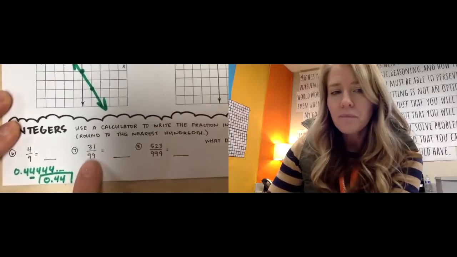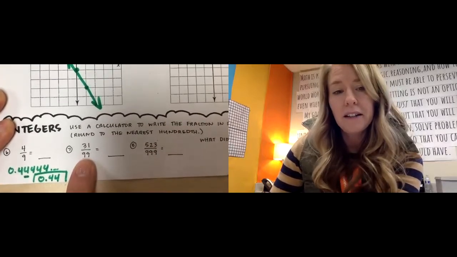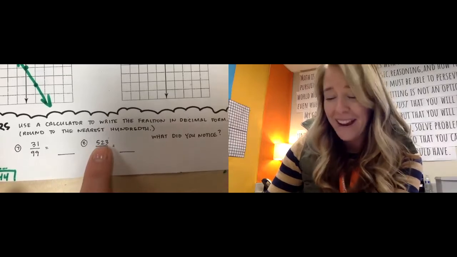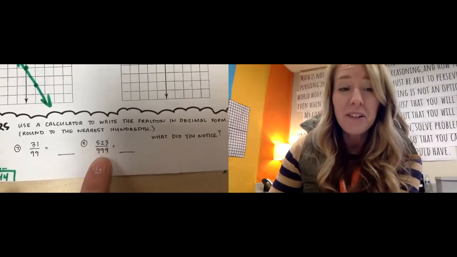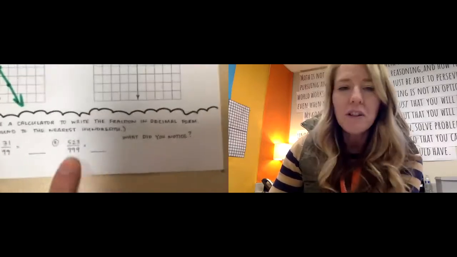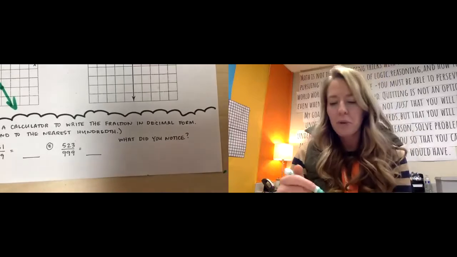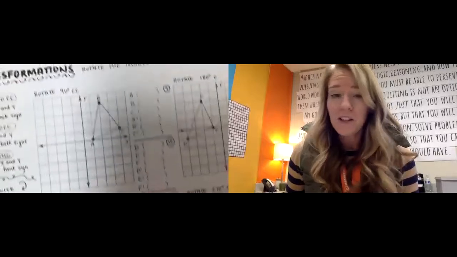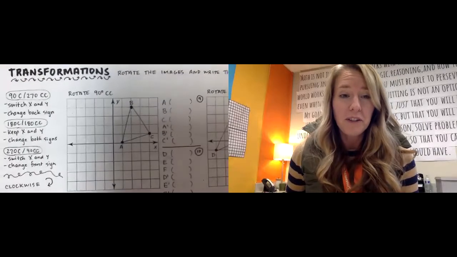Then on your calculator, do 31 divided by 99. And then on your calculator, for number 8, do 523 divided by 999. And then tell me what you notice. Look for something. Look for patterns. In math, we're always looking for patterns. How can we do things better? How can we do things faster? And that's usually going to get you your homework done faster too.